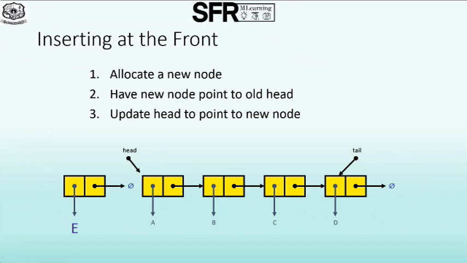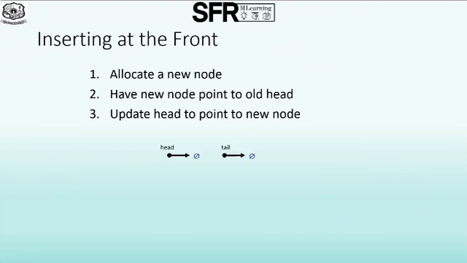Here the new element E is inserted at the front, then E is added to the singly linked list data structure, and the head is pointed to E. Next, the head is set to 0, then the tail to 0.